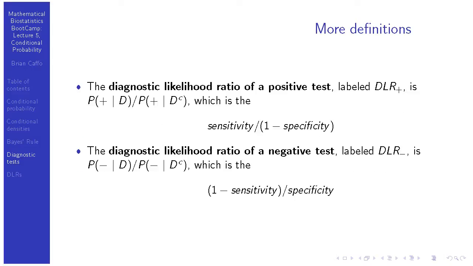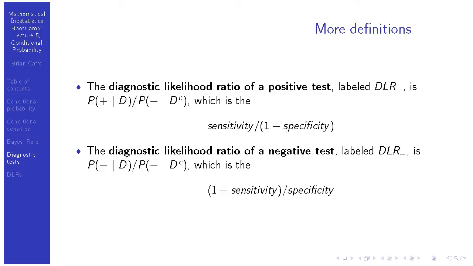Okay, last set of definitions. The diagnostic likelihood ratio of a positive test, and let's call it DLR plus, is the probability of the test being positive given that the person has the disease divided by the probability the test is positive given that the person does not have the disease, which is exactly sensitivity divided by 1 minus specificity.